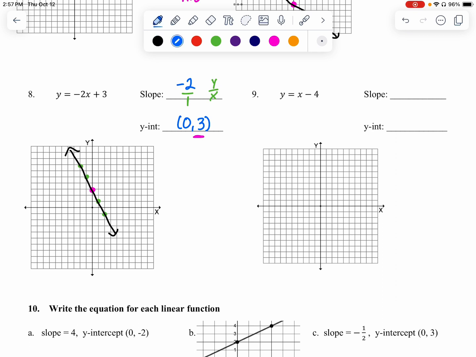Finally, for our last one, ooh, that x doesn't have a number in front of it, so we're going to put the invisible 1 there. So our slope is 1, but I want it to be a fraction, so I'm going to put a 1 underneath it. And then my y-intercept is 0, -4, because it has that minus sign. So we're going to start where y is -4, and then my slope is 1 over 1. They're both positive, so we're going up 1 to the right 1, up 1 to the right 1. Or I could go down to the left to continue the pattern.